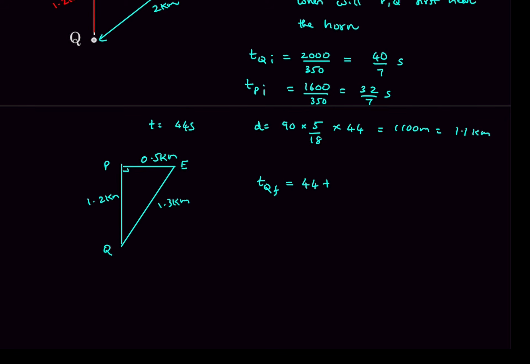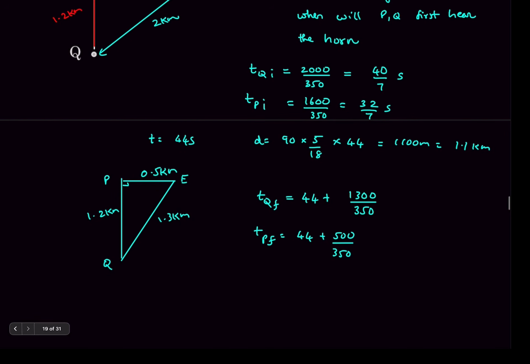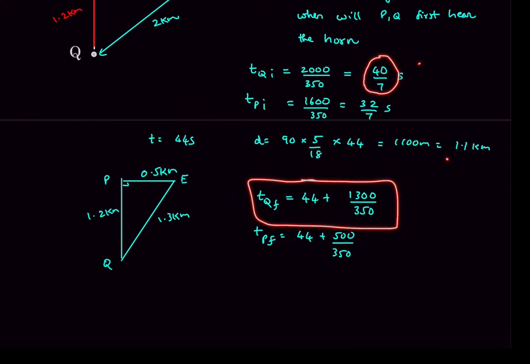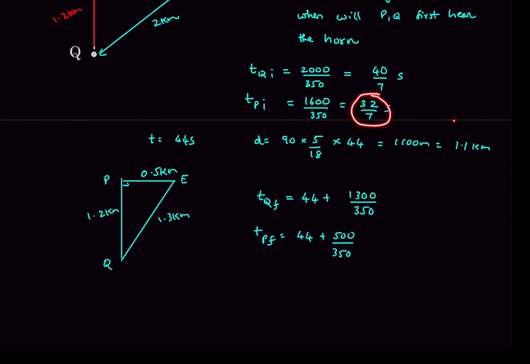So this 44 plus 1.3 kilometers, which is 1300 divided by, so this is the final time on the clock till which the villager Q hears the sound wave. After this, the villagers don't hear anything. Similarly, the final time for the railway station will be 44 seconds, 500 meters divided by 350 meters per second. So basically, the villager will hear the horn from 40 by 7 seconds till this particular time, and the railway station will hear the horn from 32 by 7 seconds till this particular time.